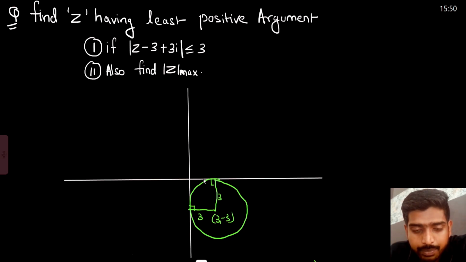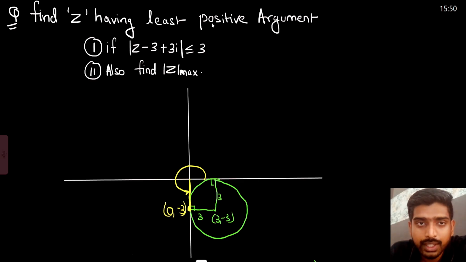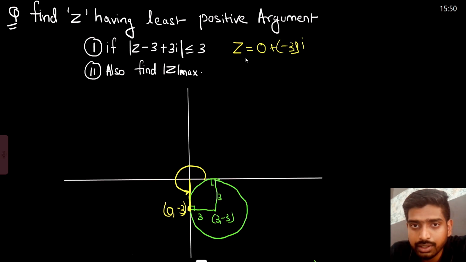So 0 to 2 pi means from here we will check the complex number which has least positive argument. It is this complex number, which is lying along the negative y-axis, and on the circle, this point. So what is the coordinate of this point? The x coordinate will be 0, as this point is on the y-axis, and it is down 3 units, right? So minus 3. So the complex number having least positive argument is z equals 0 plus minus 3 iota, or z equals minus 3 iota is my answer.